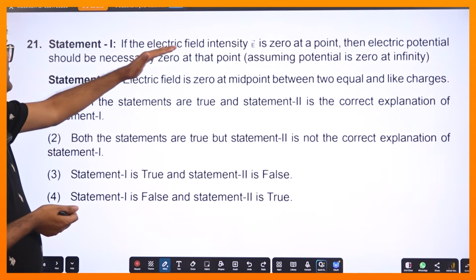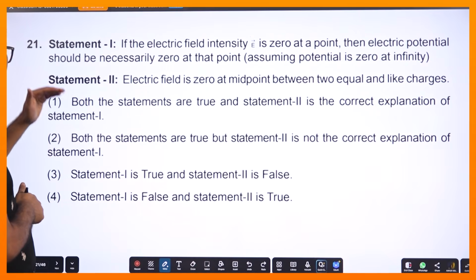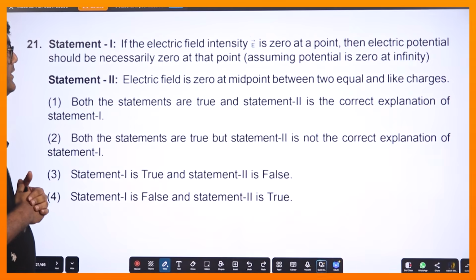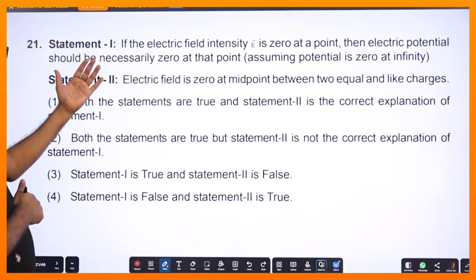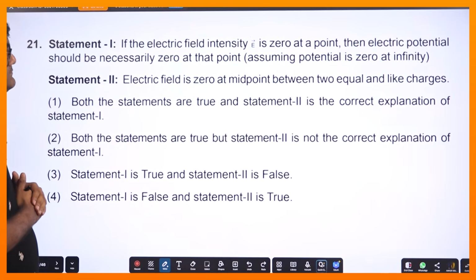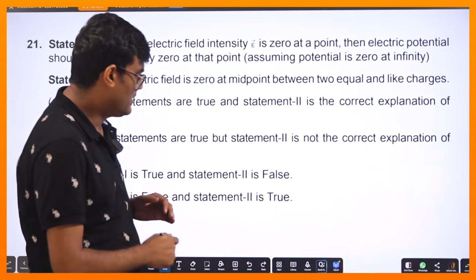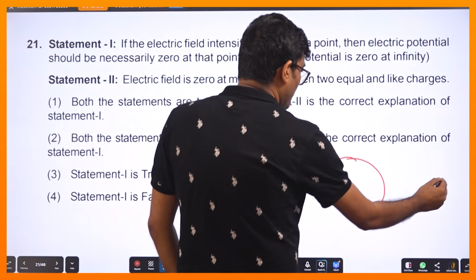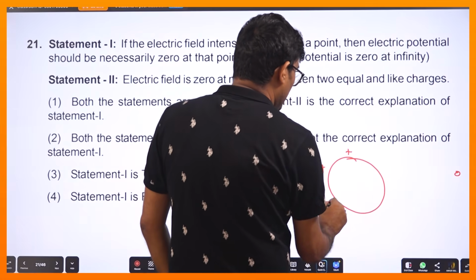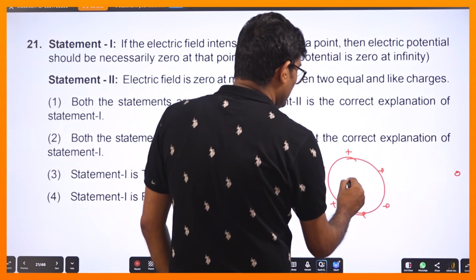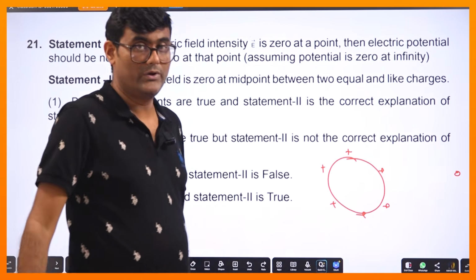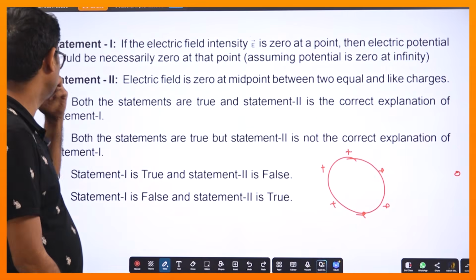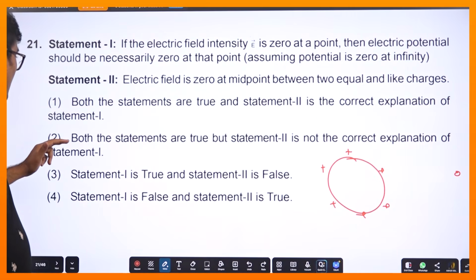What it says: if the electric field is 0 at a point, then the electric potential should necessarily be 0 at that point. Assume the potential is 0 at infinity. I don't think it is true, because if you take a conductor, with potential 0 at infinity, and the conductor has some charge on it, what is the electric field inside? 0. But is the potential inside 0? No, the potential inside is the conductor potential, so it is not 0. Statement 1 is wrong.